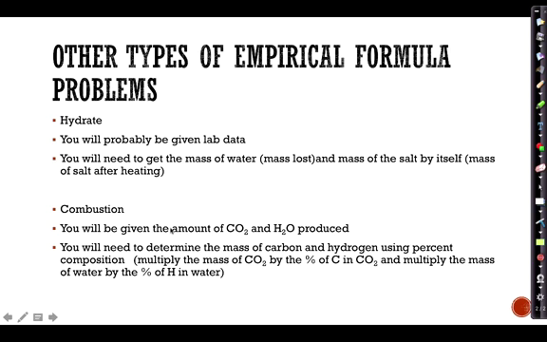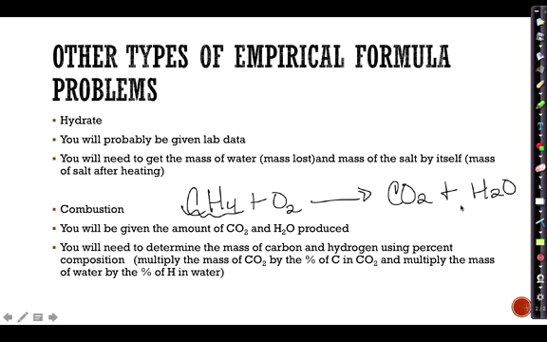All right, then there's also combustion problems. So if that happens, usually what it is, some hydrocarbon has been combusted, and you don't know what the formula is. So it could be C2H8. I mean, it could be not H8, but it could be something else. It could be anything with carbon and hydrogen. Well, you produce CO2 and water when you combust a hydrocarbon. So you could actually be given some amount, so many grams of this, and then so many grams of this.